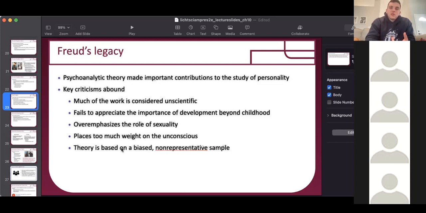Pretty much a lot of people disagree with Freud's emphasis on the unconscious, and it is based on a biased, non-representative sample. Again, we talked about how a lot of Freud's clients were already mentally ill, and so that doesn't make them great for taking more general conclusions away from, because they are not representative of your everyman.